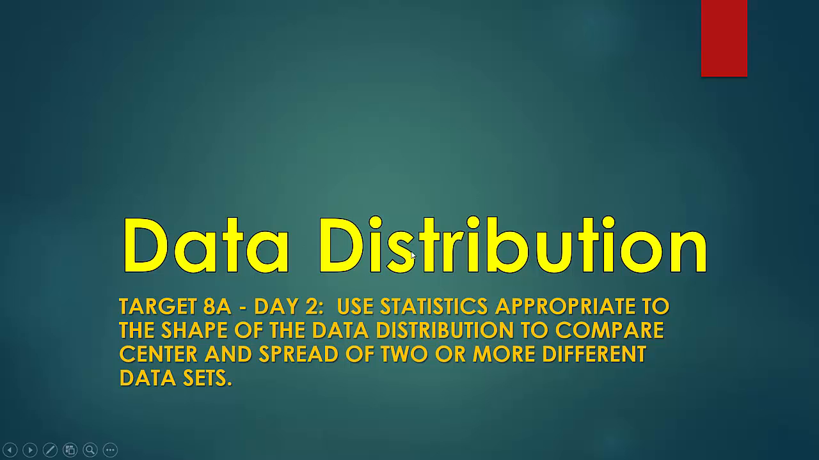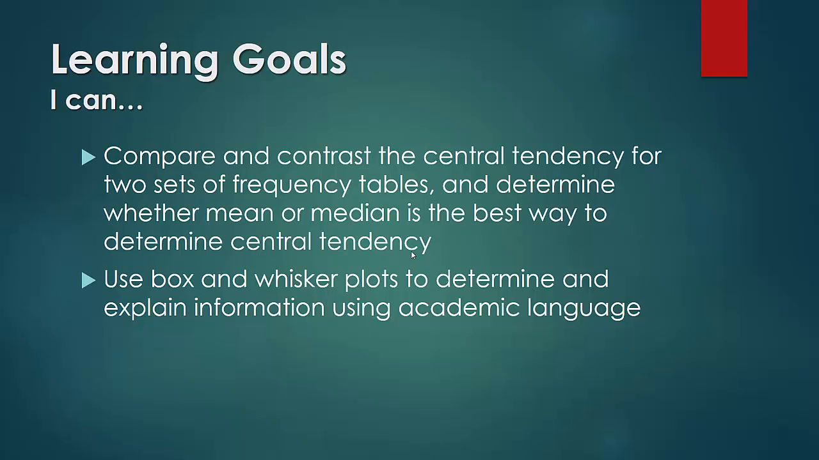All right, so we are on data distribution target 8A, day 2. Let's go over some learning goals for this. We are going to compare and contrast the central tendency for two sets of frequency tables and determine whether mean or median is the best way to determine central tendency, and then also use box and whisker plots to determine and explain information while using academic language.